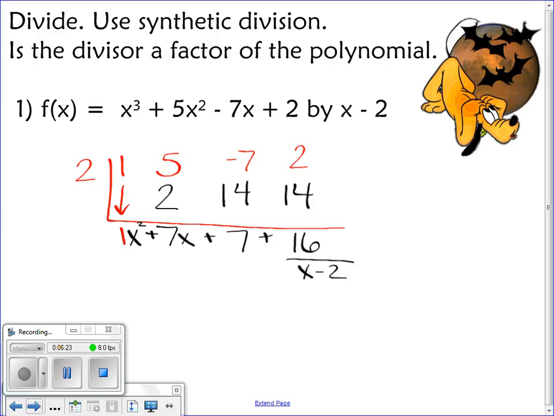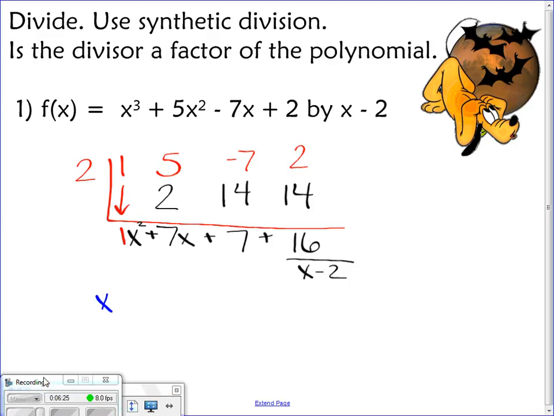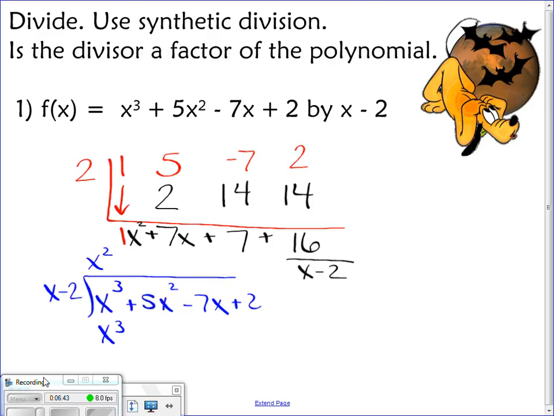Okay? So if I do x cubed plus 5x squared minus 7x plus 2 divided by x minus 2. Right? This is how we learned it yesterday. That's how we would have done it. What do you multiply x by to get x cubed? So x squared times x is x cubed. X squared times negative 2 is negative 2x squared. You would change your signs. This would give me 7x squared.